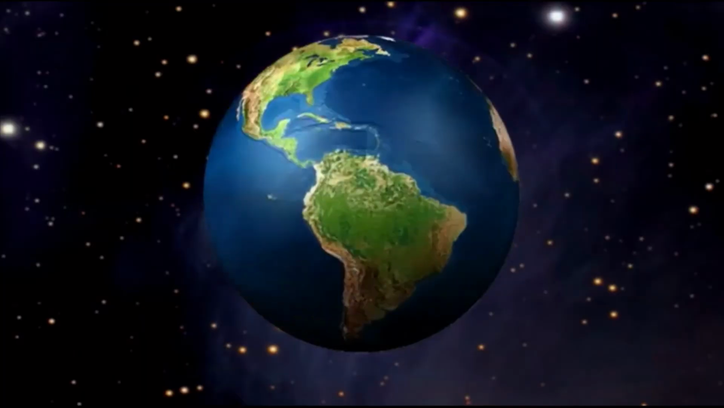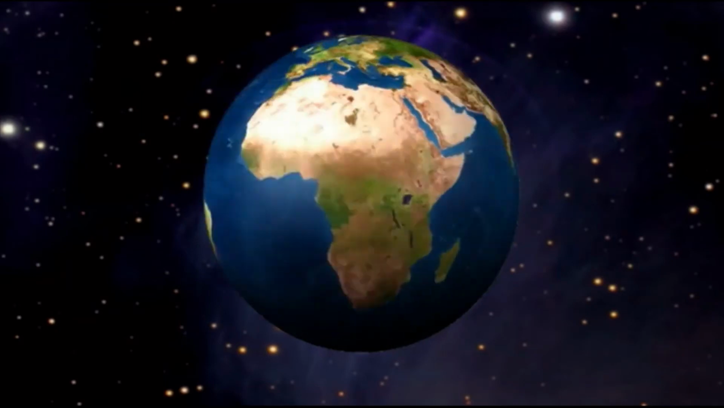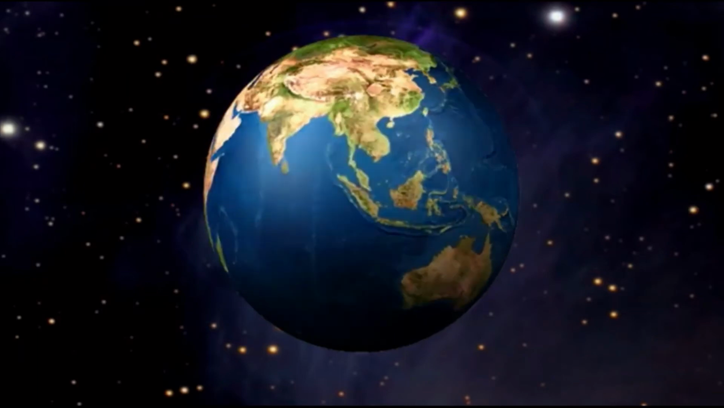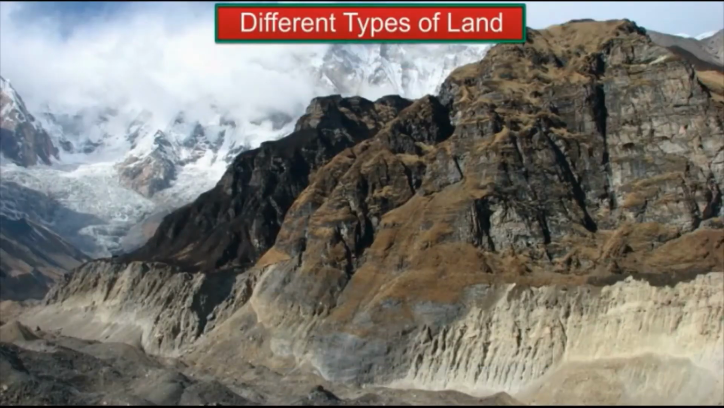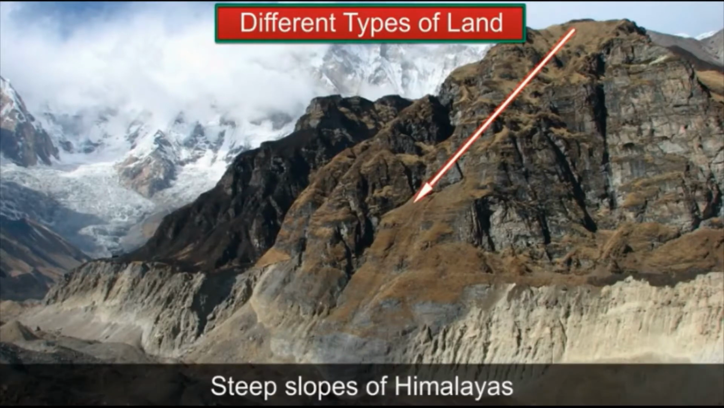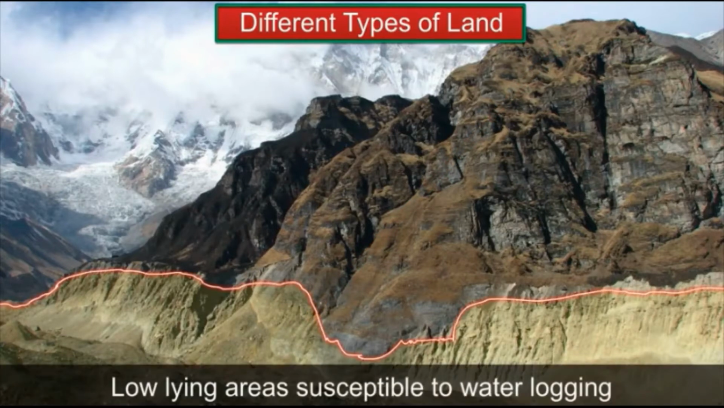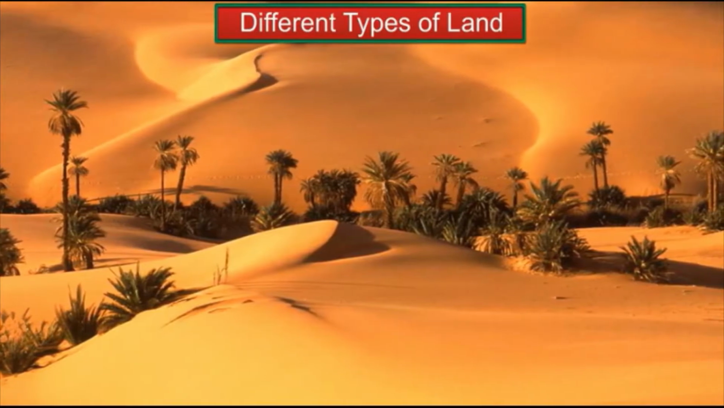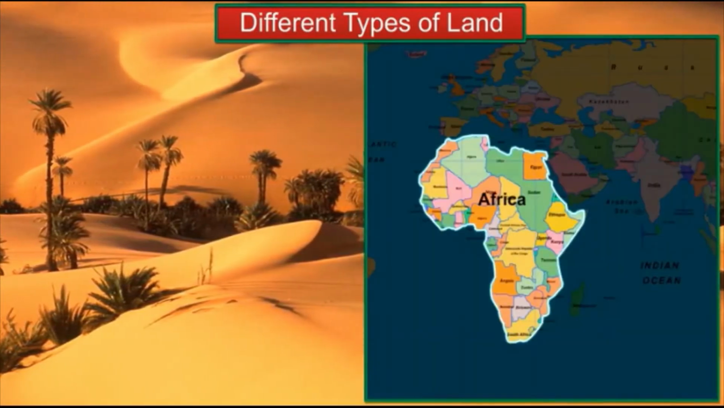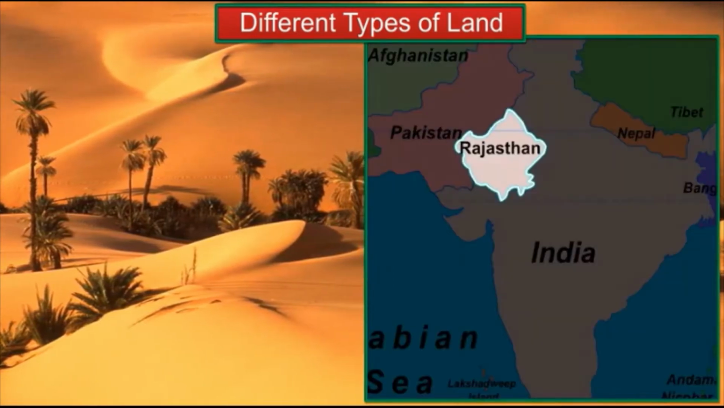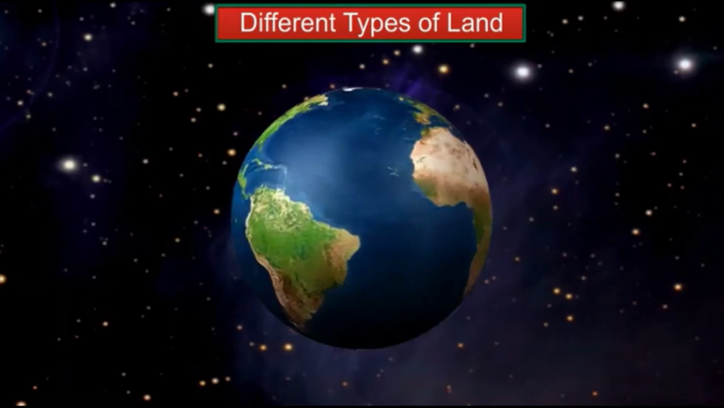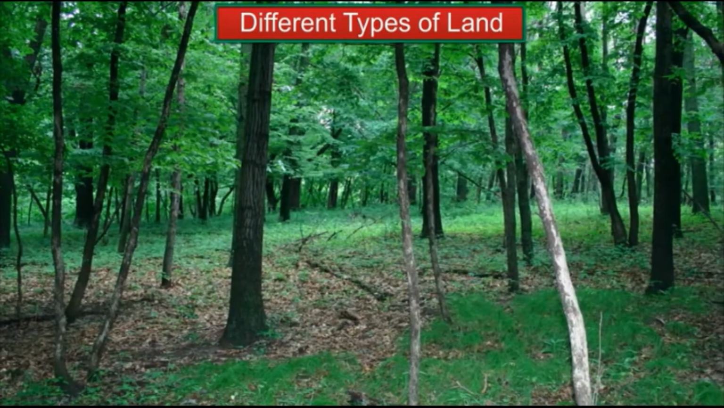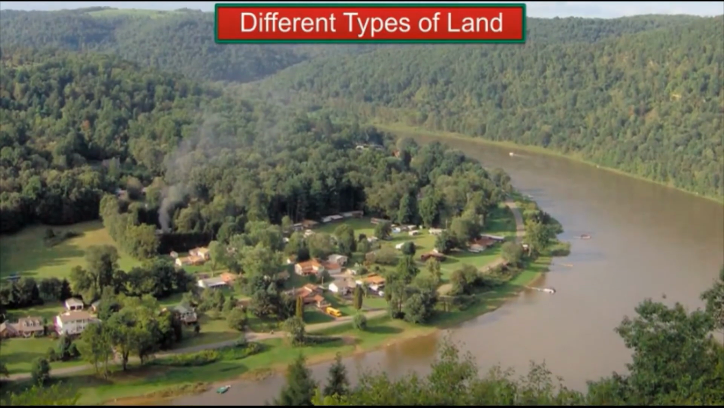And as you know, the characteristics of land differ from place to place. In some areas, land has a rugged topography, steep slopes of the mountains like in the Himalayas, and low-lying areas susceptible to waterlogging. In other areas, land takes the form of a desert, like in the Sahara Desert in Africa and Rajasthan in India. Then there are thick forested areas, plains, and land around rivers.